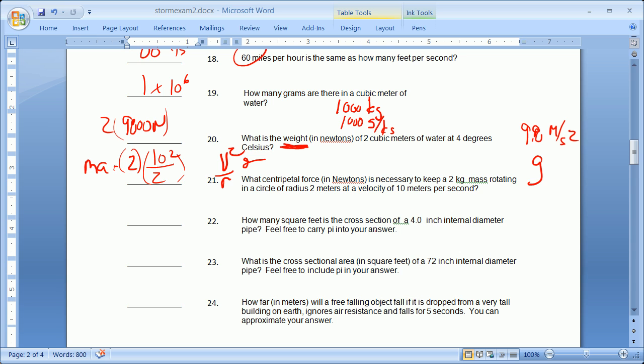4-inch diameter pipe. Compare and square. The pi is always there. 4 compares to 24 by 8 by 6. So it's pi over 36 square feet. 72-inch diameter pipe compares to 24. 24 to 3 times. It is 9 pi square feet.